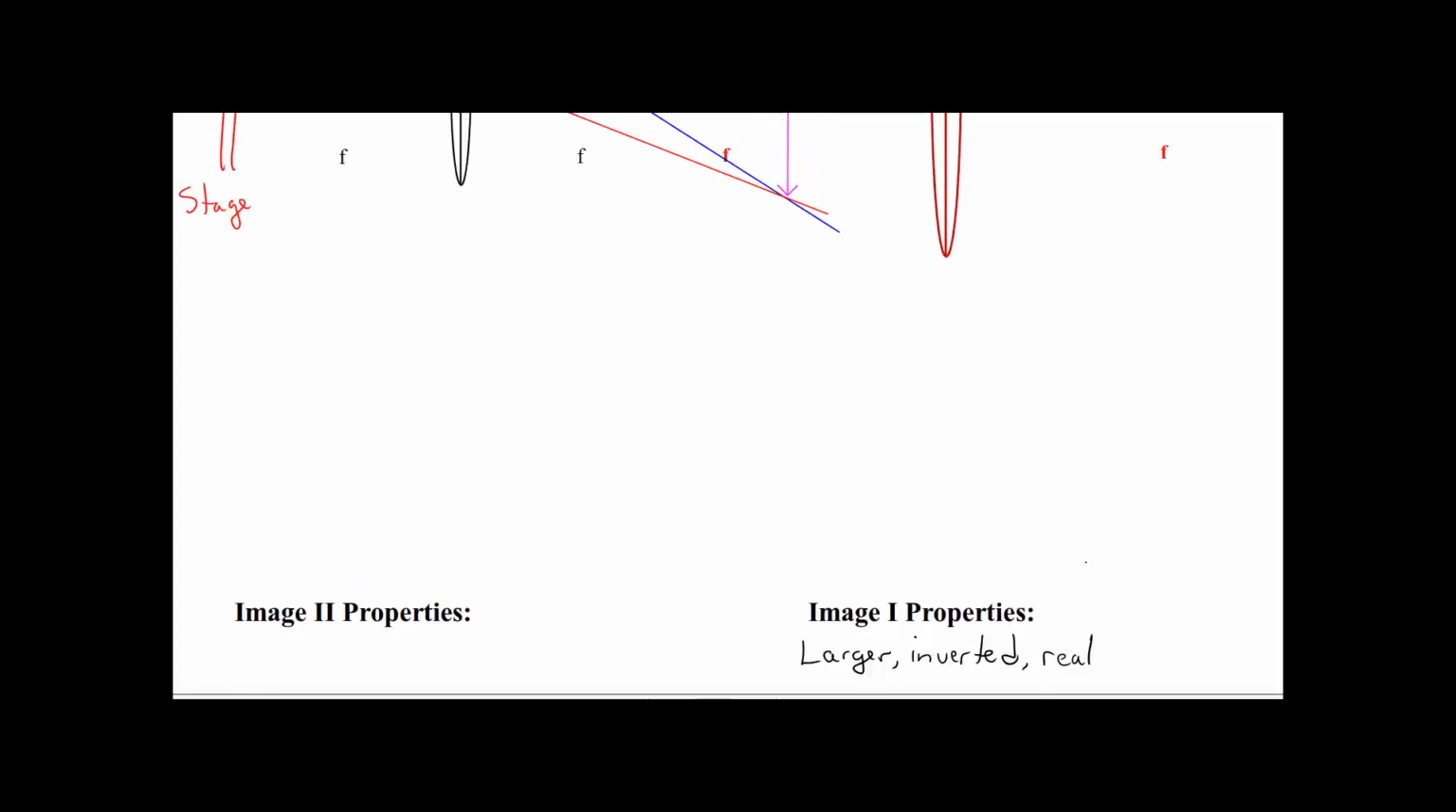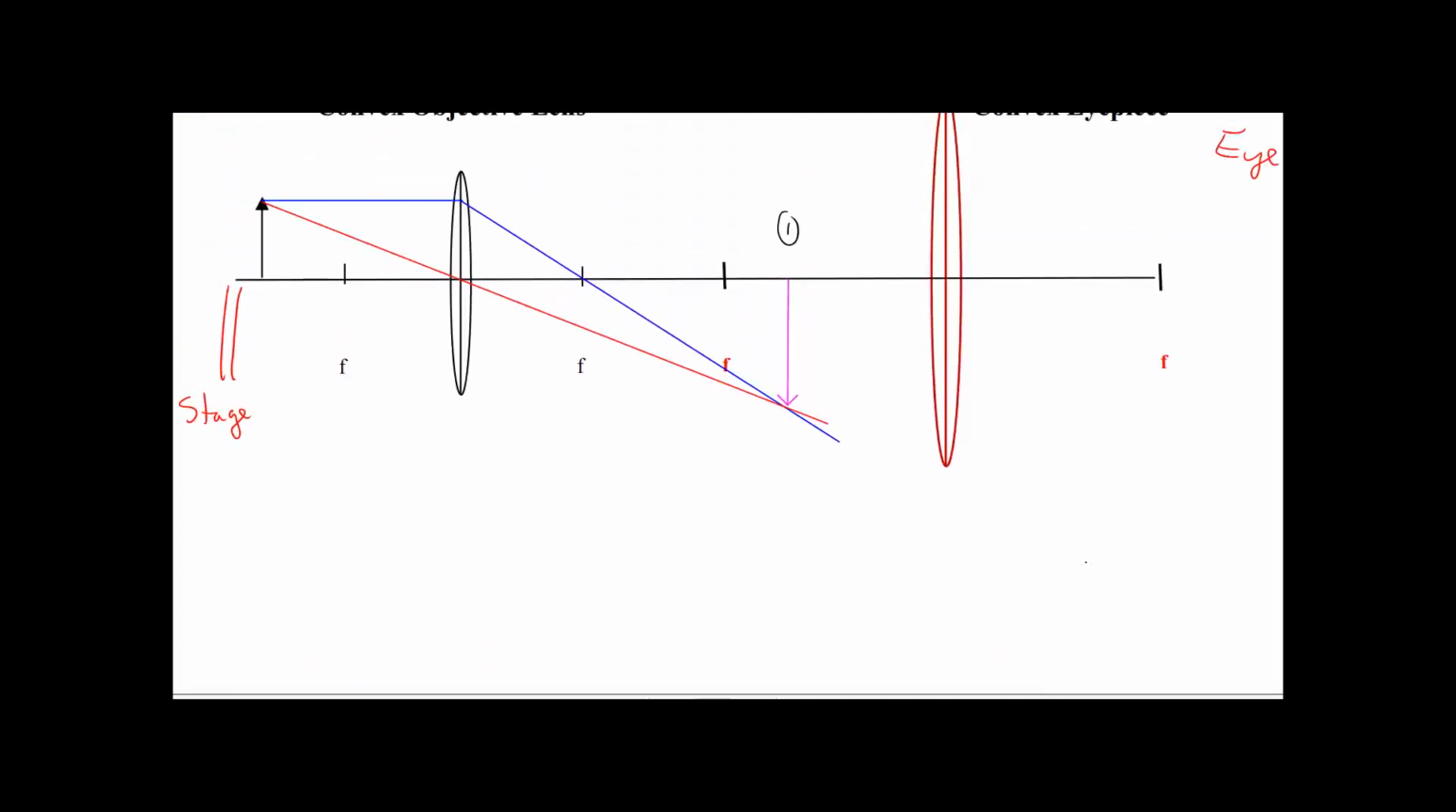And the final thing is that it's real. And that's going to be very important because real images mean that light has actually traveled out this way. And if it has, no matter where we put our eye beyond these crossed rays, we're going to see an image right there. And that image, therefore, is light going in a bunch of different directions.